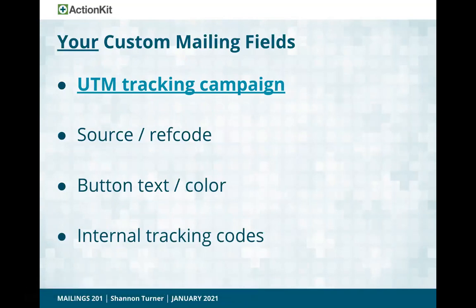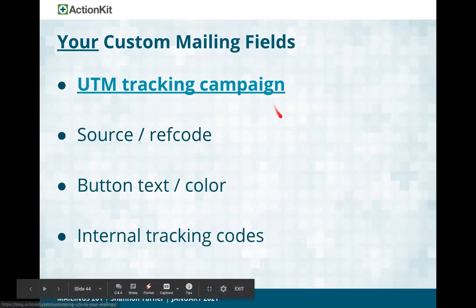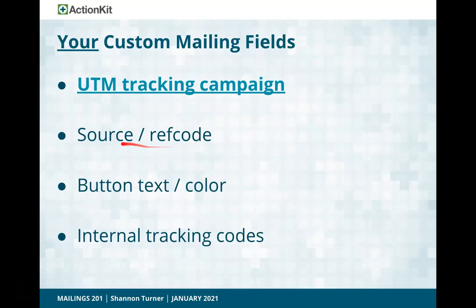So here's some more ideas that you could implement for custom mailing fields, which are drawn from what clients like you are actually using them for right now. Many clients like to use UTM tracking links in your emails, and you could specify all of the details about that using custom mailing fields. This link goes to a blog post I wrote on the subject so that you can implement this as well. Along similar lines is specifying a source or an ActBlue ref code using custom mailing fields. And the ref code, I want to say, is probably one of our most common custom mailing fields across all clients.